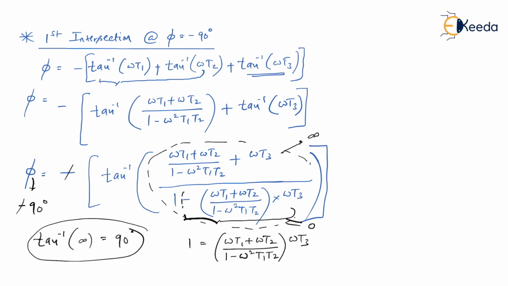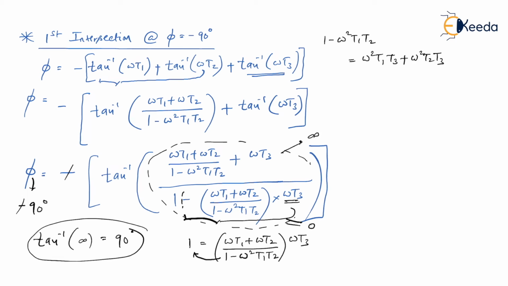So let me take this omega inside. Meanwhile, I can shift my denominator to the left-hand side. So what I get is 1 minus omega square t1 t2, which is equal to, let me take this omega t3 inside because it is getting multiplied, so it will become omega square t1 t3 plus omega square t2 t3.